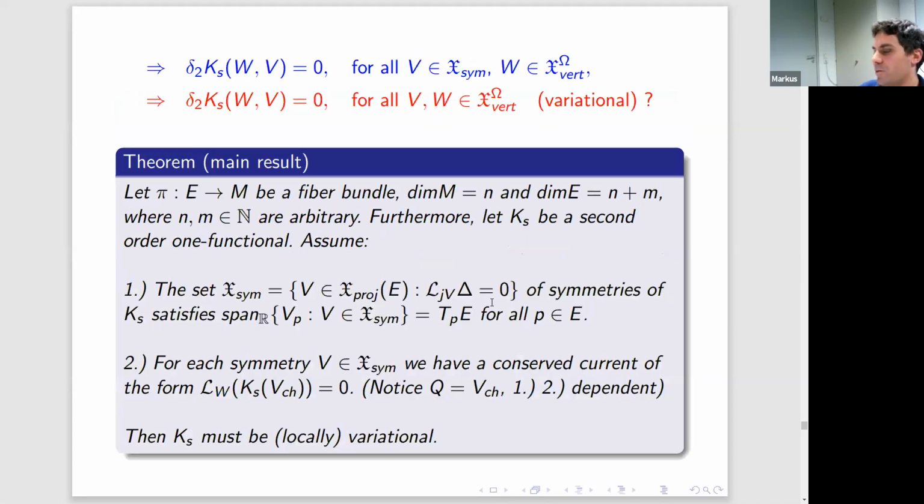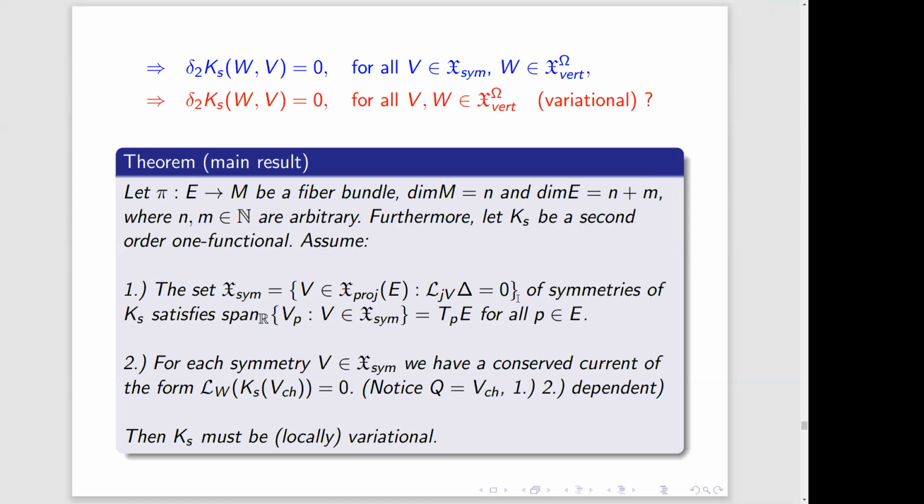And here is the precise formulation. Again, we want to get from the blue to the red one. So I repeat it once more. You have such a fiber bundle, what you need to be able to formulate a differential equation and so on. You have this fiber bundle of basically any dimension you want. So the base dimension is arbitrary and also the fiber dimension is arbitrary. And you have a second order one functional. So here we restrict to second order. And then we have sufficiently many symmetries.